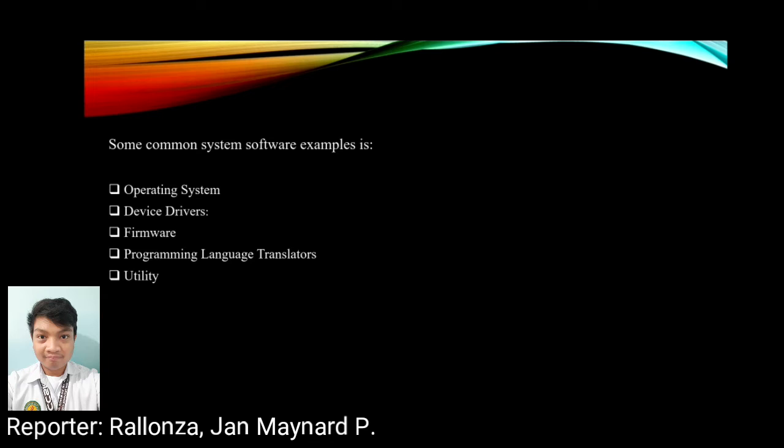And ang last example naman ng system software is yung utility software. It is designed to aid in analyzing, optimizing, configuring, and maintaining a computer system. It supports the computer infrastructure.